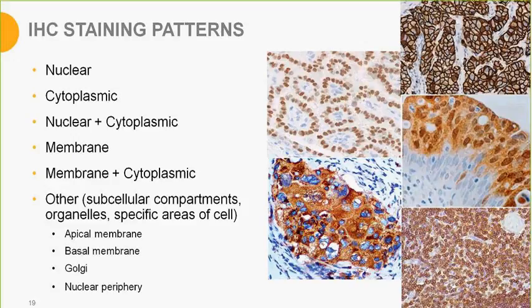Some of the common IHC staining patterns are shown and listed here, including nuclear, cytoplasmic, membrane, a combination of nuclear and cytoplasmic, as well as a combination of cytoplasmic and membrane staining in the lower right-hand panel. Other staining patterns are also possible but less commonly seen, and these include staining of specific subcellular compartments, organelles, or specific areas of the cell.